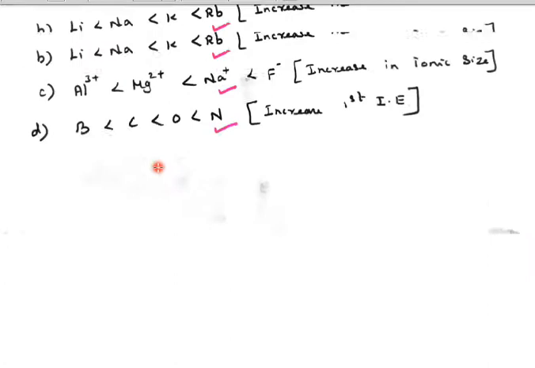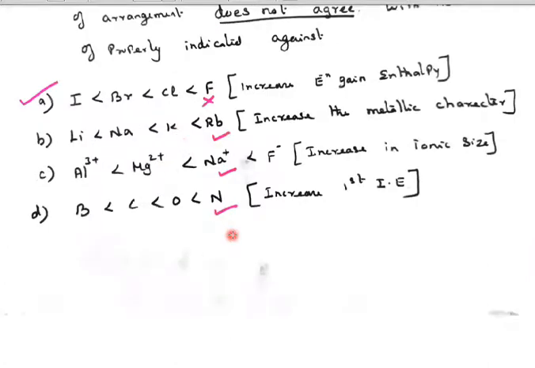So here is the main thing, I would say, the rule of atomic radii and ionic radii: from top to bottom they increase. But ionization energy, electron affinity and electronegativity all decrease from top to bottom, and from left to right it is just the opposite.